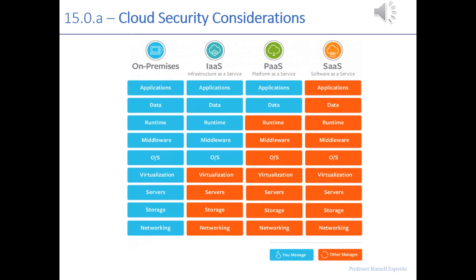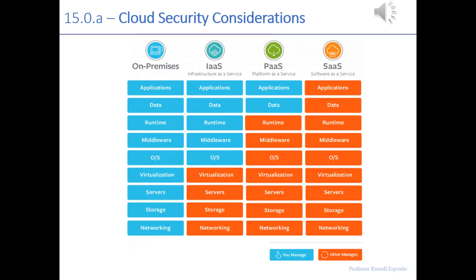On premises, you own all the equipment, you own everything about the software, hardware, runtime, operations, all the rest of that. Software as a service is the other extreme on the right-hand side. That's where the vendor provides everything, you provide data. So let's talk about infrastructure as a service.